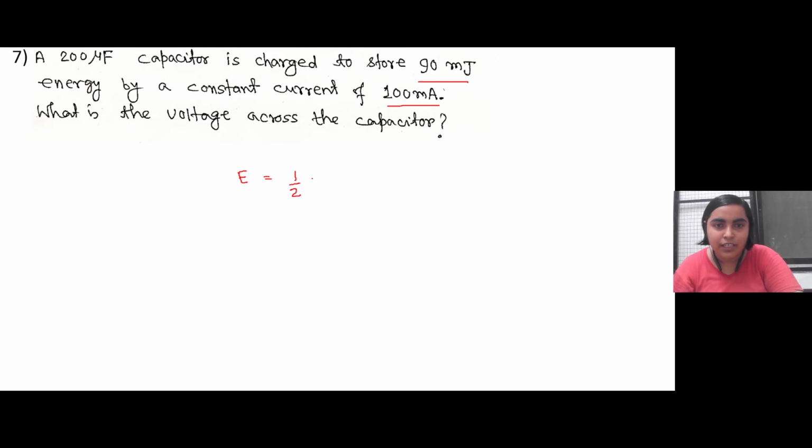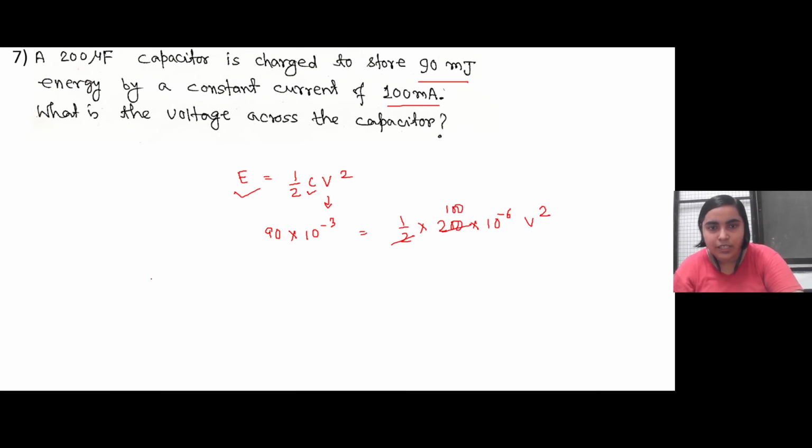Half CV squared, right? So you're given the energy and the capacitance, so you can calculate this voltage. It is 90 millijoule, 10 to the power minus 3, equal to half C, where C is given as 200 microfarad, 10 to the power minus 6, times V squared.